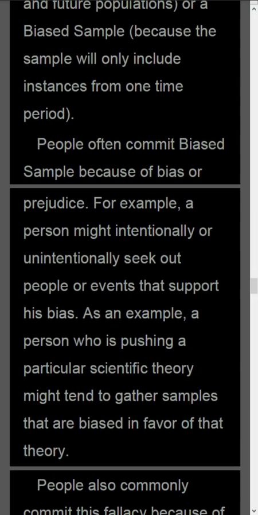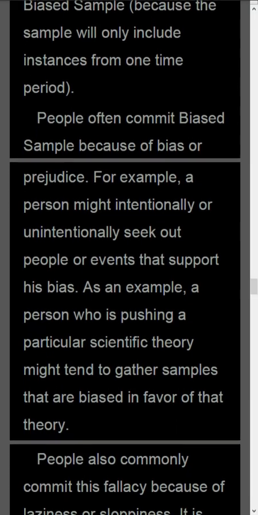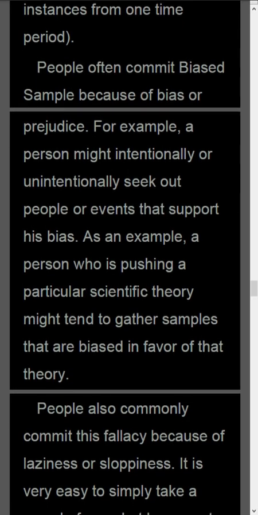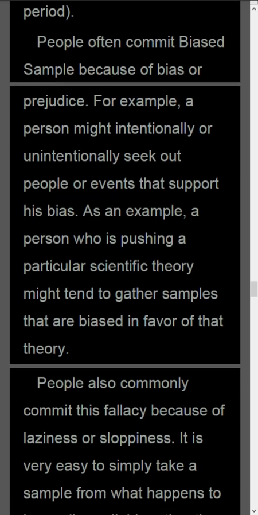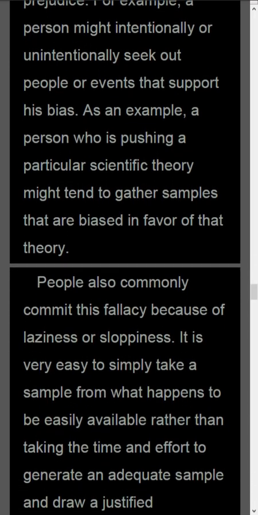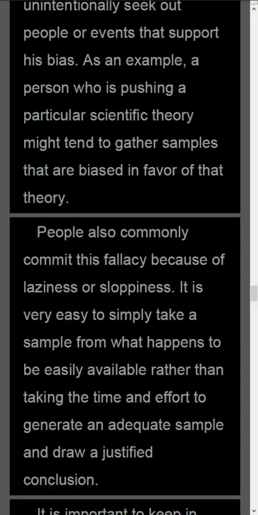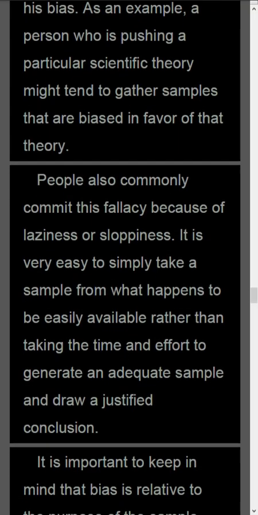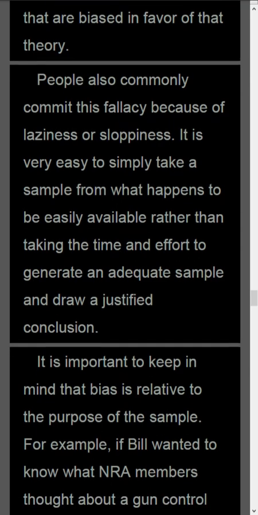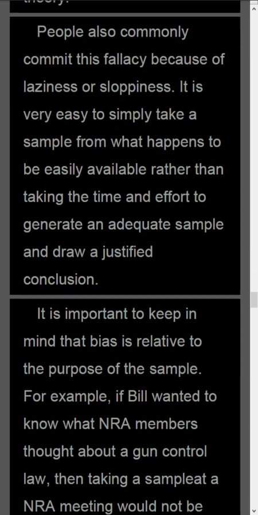As an example, a person who is pushing a particular scientific theory might tend to gather samples that are biased in favor of that theory. People also commonly commit this fallacy because of laziness or sloppiness. It is very easy to simply take a sample from what happens to be easily available rather than taking the time and effort to generate an adequate sample and draw a justified conclusion.